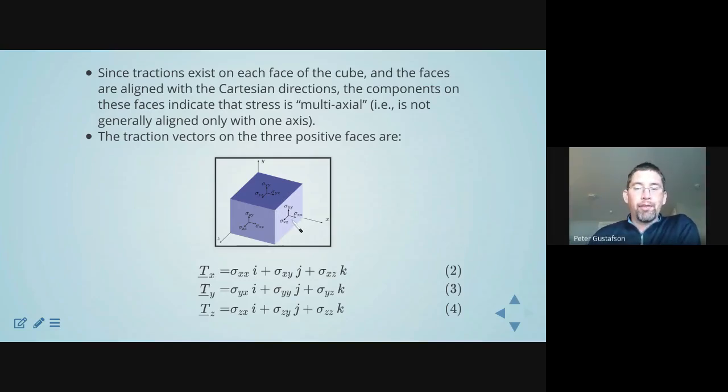Now, to make this even more general, as I stated, we have 6 faces. So we have a positive x normal face, we have a positive y normal face, we have a positive z normal face. By arguments that we made a few slides ago, each one of those faces has its own traction vector. So the one that I've already shown you is sigma xx, sigma xy, sigma xz. We have one.